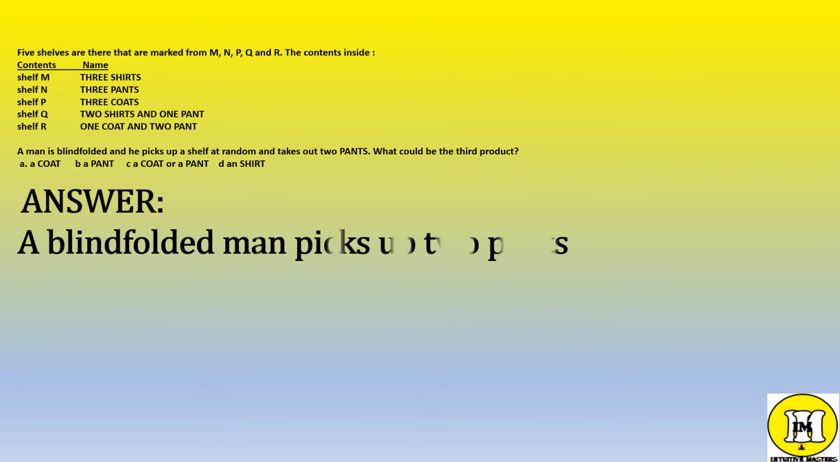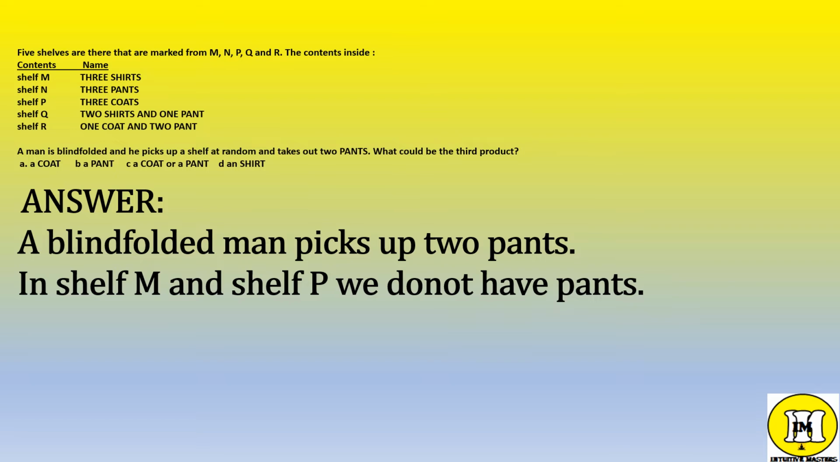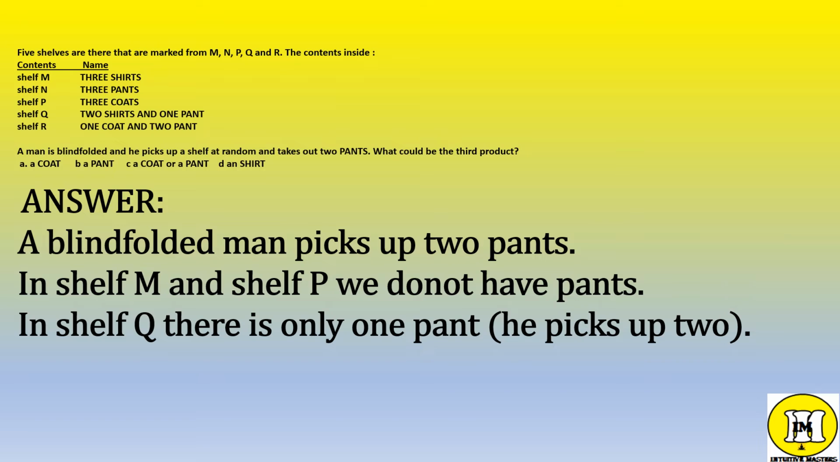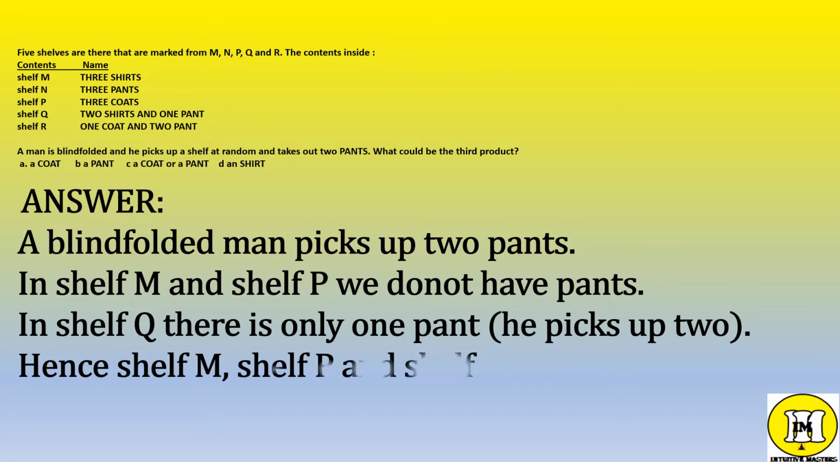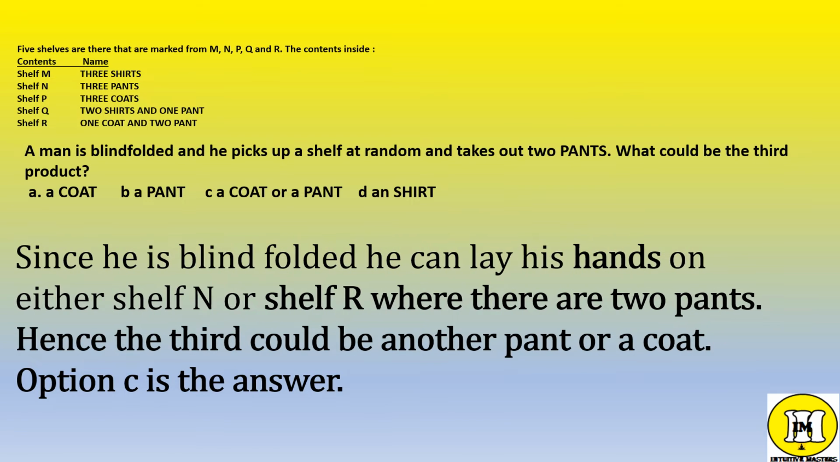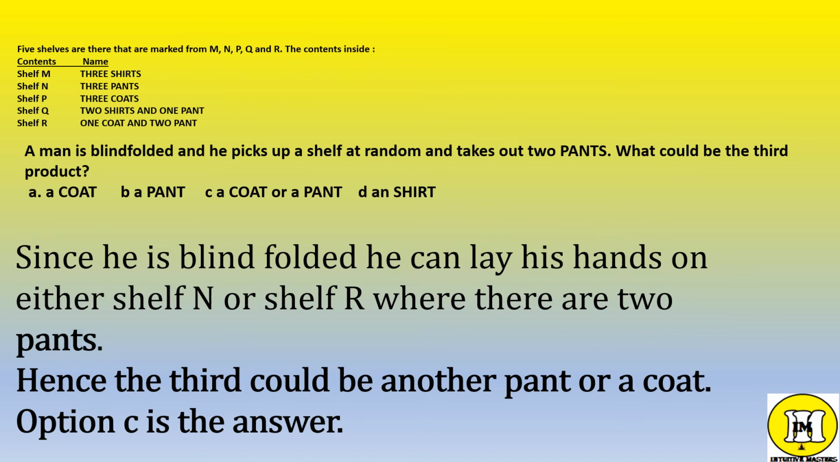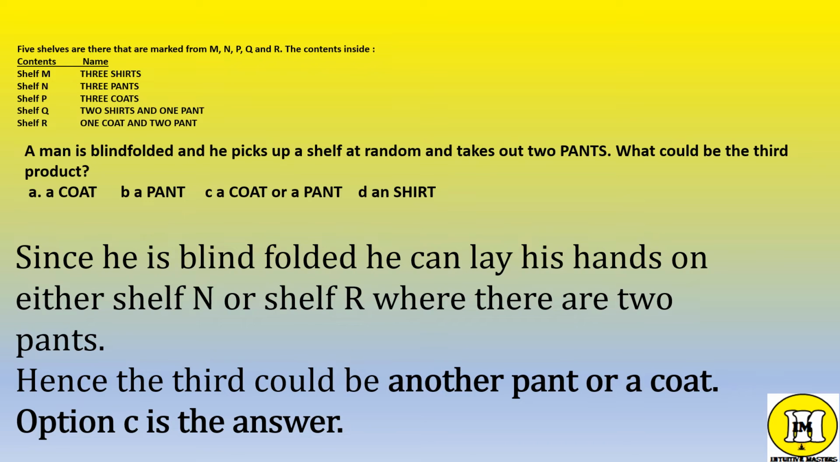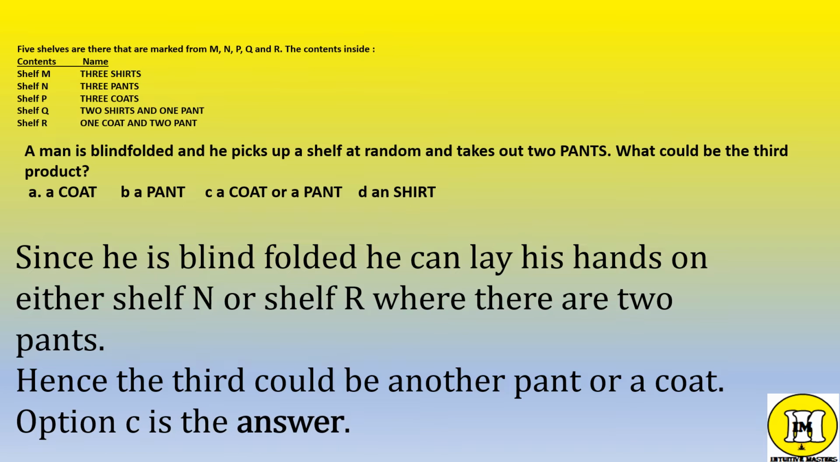A blindfolded man picks up 2 pants. In shelf M and shelf P, we do not have pants. In shelf Q there is only 1 pant. He picks up 2. Hence shelf M, shelf P, and shelf Q are ruled out. Since he is blindfolded, he can lay his hands on either shelf N or shelf R, where there are 2 pants. Hence the third could be another pant or a coat. Option C is the answer.